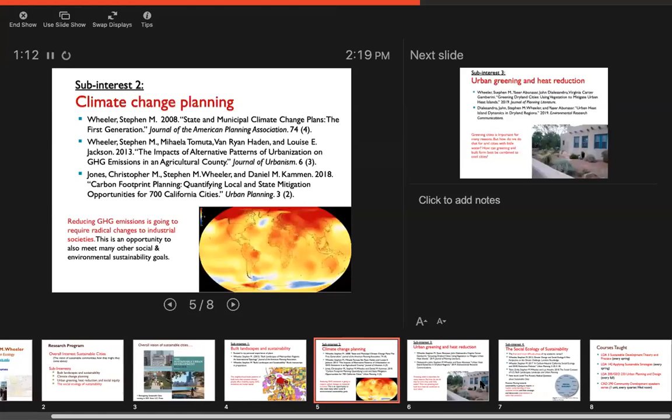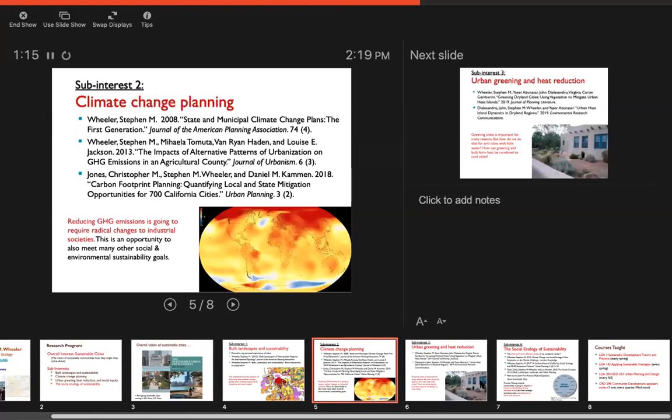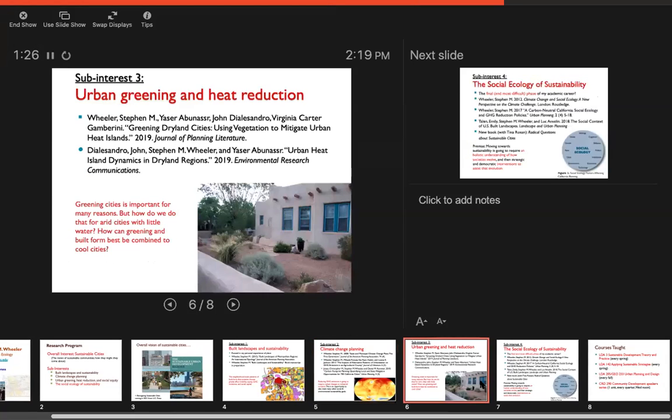Second one is climate change planning, which is sort of driving the sustainability agenda these days. And in particular, how we get to carbon neutrality by the middle of the century, which is the goal we have to get to. Recently, I seem to have meandered into a project looking at urban greening and how we reduce heat, and also how we improve climate justice and social equity with regard to heat and climate adaptation.